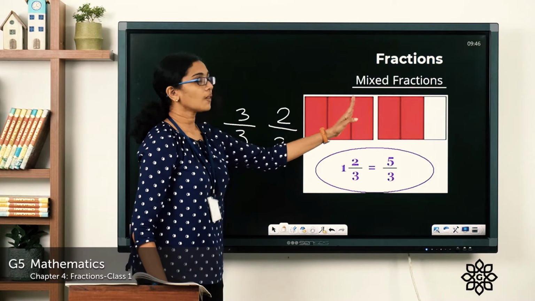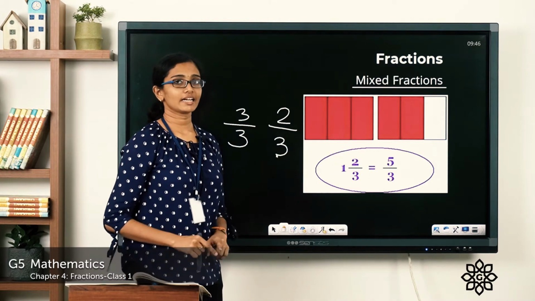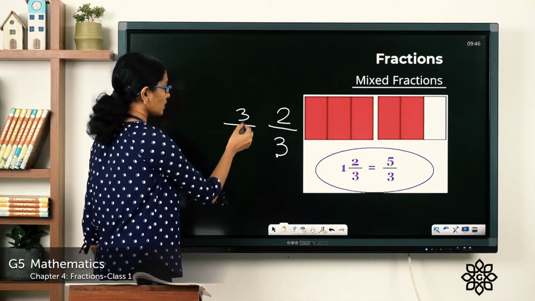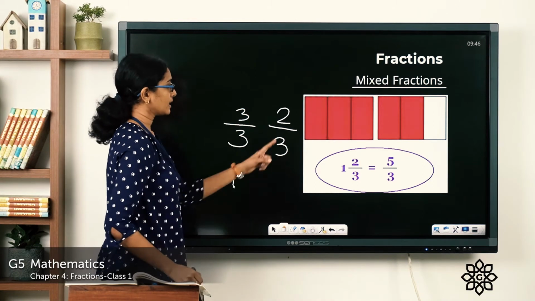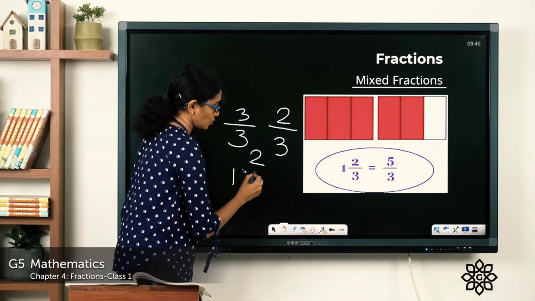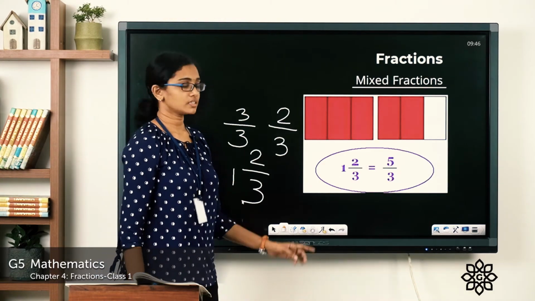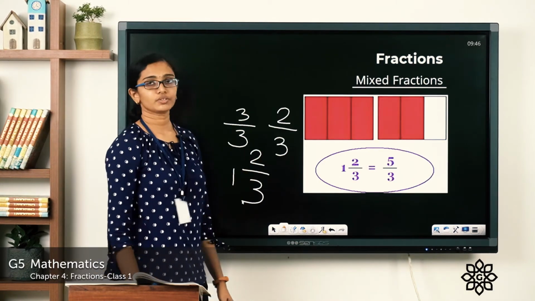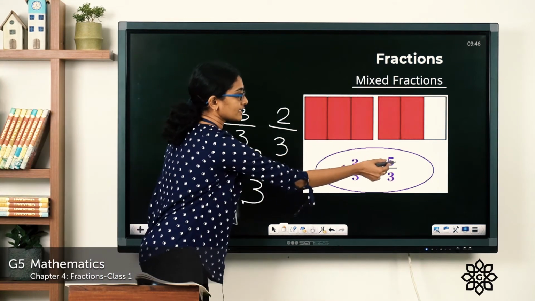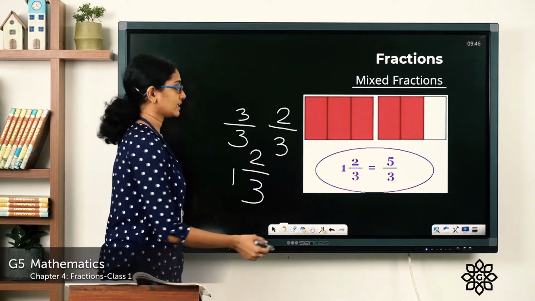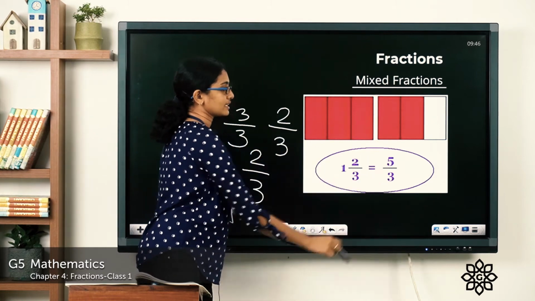See, here all the parts are colored. So, we can take that as one whole. So, instead of this 3 by 3, I am writing 1 here and I am writing this 2 by 3 along with it. So, here the fraction is 1 and 2 by 3. Or when you write that as an improper fraction, you will get that as 3 plus 2, 5 by 3. Clear?